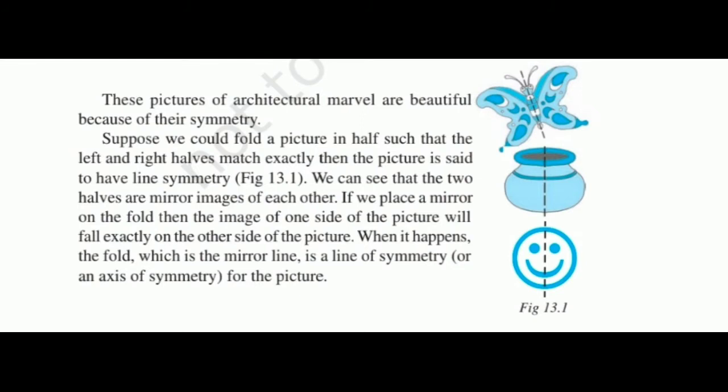Suppose we could fold a picture in half such that the left and right halves match exactly. The picture is then said to have line symmetry. We have seen that the two halves are mirror images of each other. If we place a mirror on the fold, then the image of one side of the picture will fall exactly on the other side of the picture.